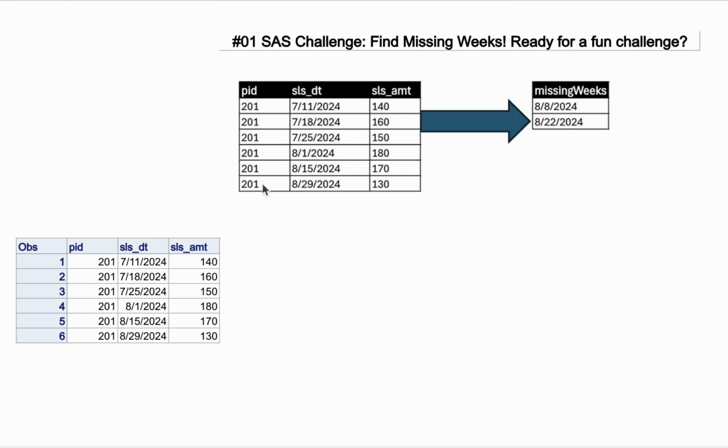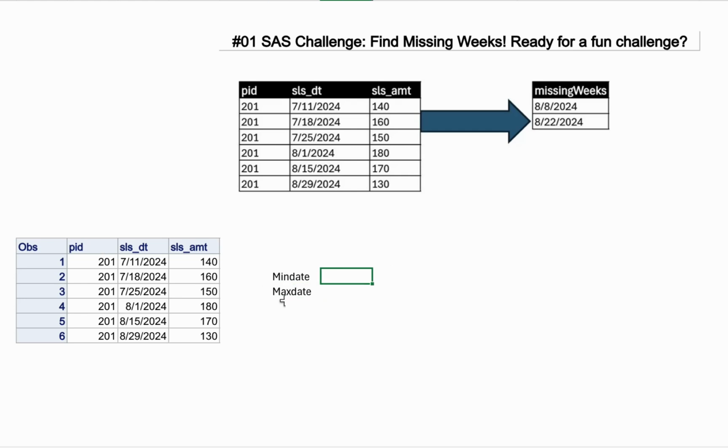So this is our dataset, and from this input dataset we want to find the missing week when this person has not done any sales. So first let's look into our approach to solve this problem. Initially we have this dataset, and from this dataset we will find out the minimum sales date and maximum sales date. We are doing this because the missing week will be in this range between the minimum date and maximum date.